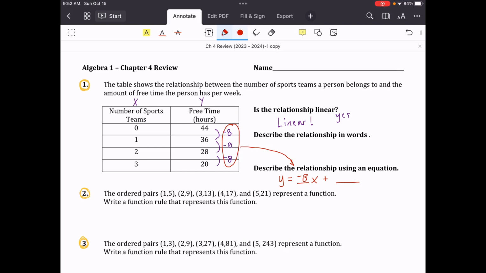The value that gets added at the end, we've mentioned, is our initial value. So where x is 0, this initial value here of 44 is what has to be added to our pattern in order to make this equation work. So our equation for this relationship is y equals -8x plus 44.